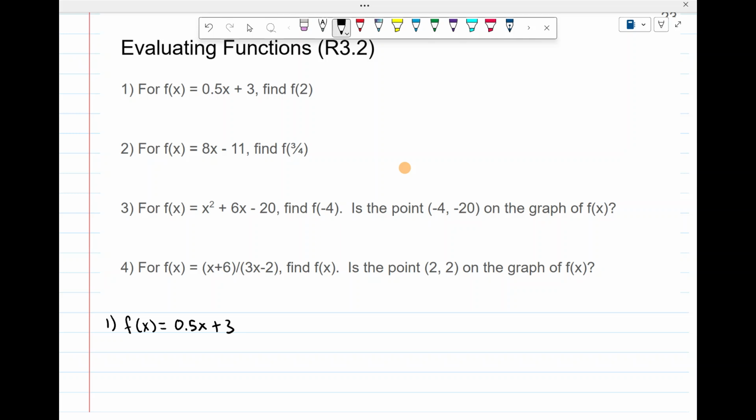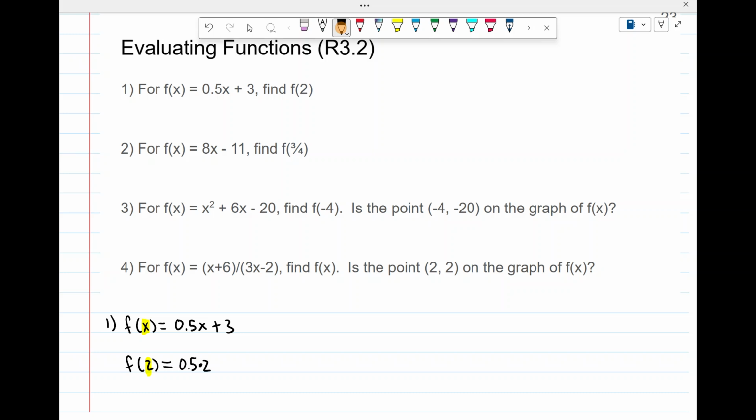What I like to do in this case is put my work underneath what I've written down. So I always start by writing whatever function I'm dealing with. And then underneath f of x, I write down f of 2. And anywhere I see an x, I'm going to replace it with a 2. So I'm going to bring down my equal sign, I bring down my 0.5, and again, just like I said, I'm going to change my x to a 2.